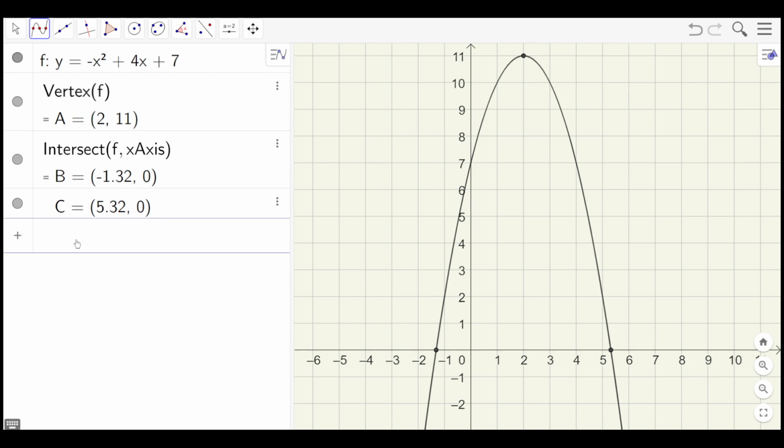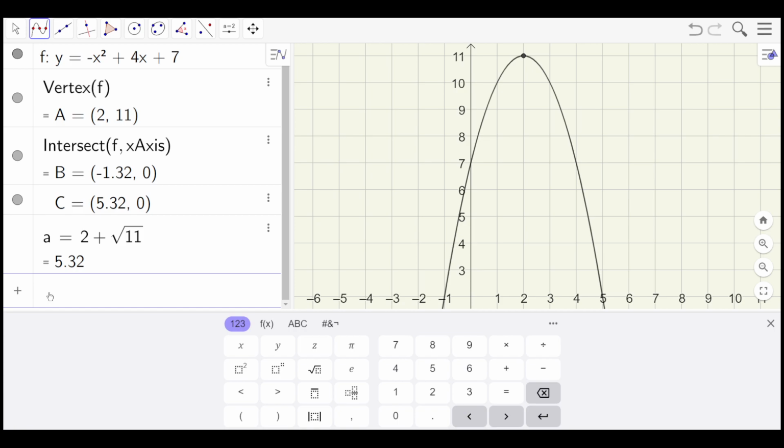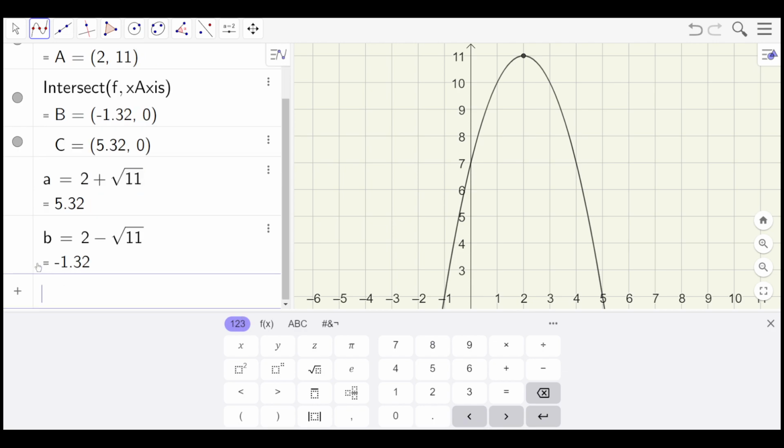Let me calculate my numbers there. One of my numbers is 2 plus square root of 11. Let us see if I have correctly calculated that. Yes, it is 5.32. And the other one is what? 2 minus square root of 11. And then if I press enter, that is minus 1.32. Of course, these are approximate values, the values that I got.